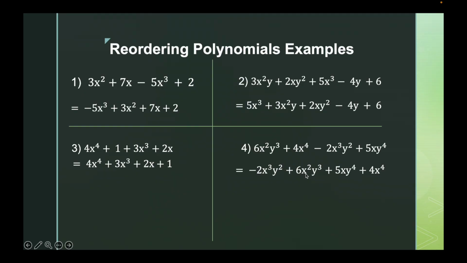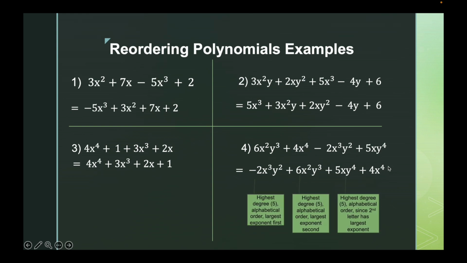Then I move on to the 6x squared y cubed because, again, I have multiple variables, but I like the fact that these two here have an exponent on them. And then I put the 5xy to the 4 after that, and then I hook on my lowest degree, which is plus 4x to the 4. So just as an explanation, I want you to remember that this has the highest degree, it is in alphabetical order, and I've put the largest exponent first. Then, since the second letter has the largest exponent, I put this one after the first two, and then I brought my 4x to the 4 at the end.